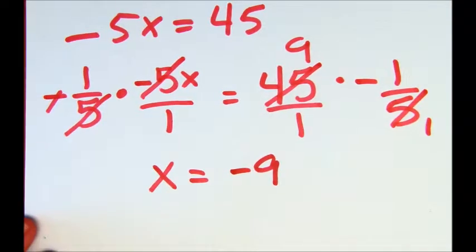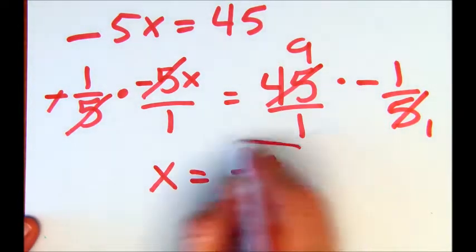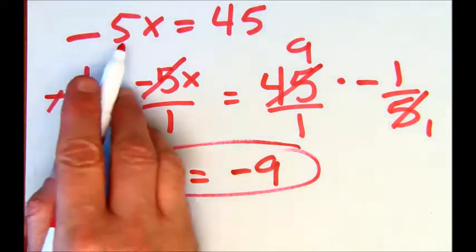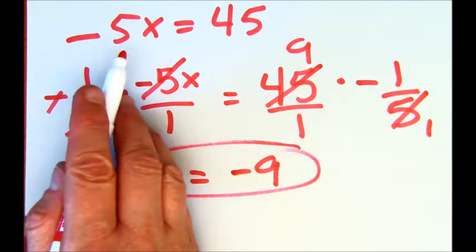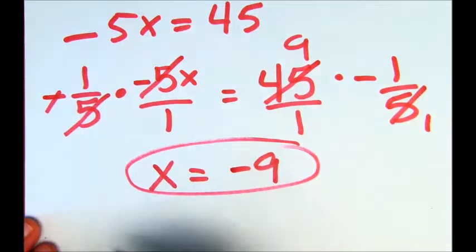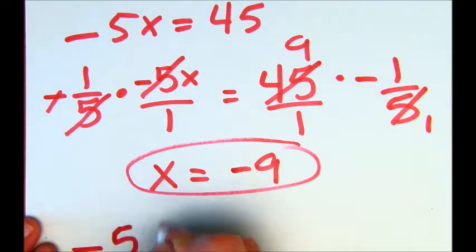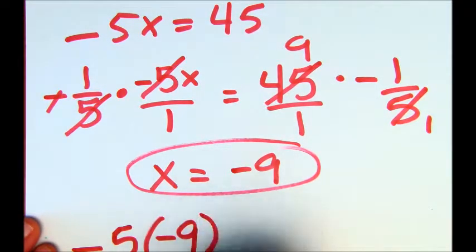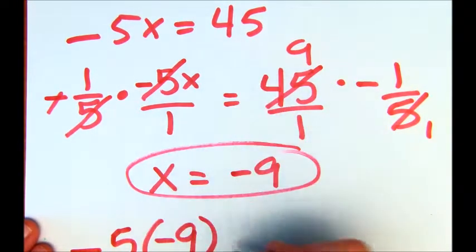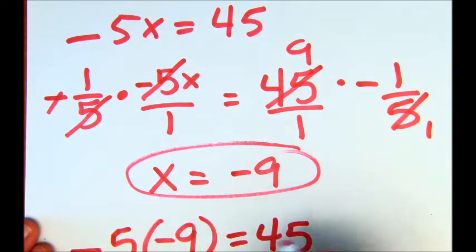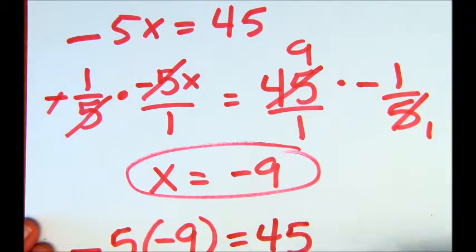Now if you're not sure about the negative sign, what you want to do is plug this value into the original equation, and that will for sure tell you if that negative should be there or not. So let's go ahead and do that. We've got negative 5 times negative 9. I know that when I multiply two negatives, I'm going to get a positive. And since 45 here is a positive number, that's going to be true. So 45 does equal 45.